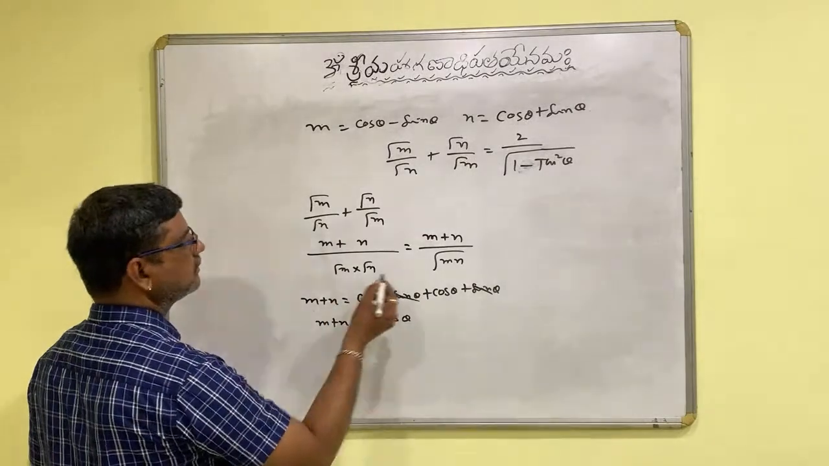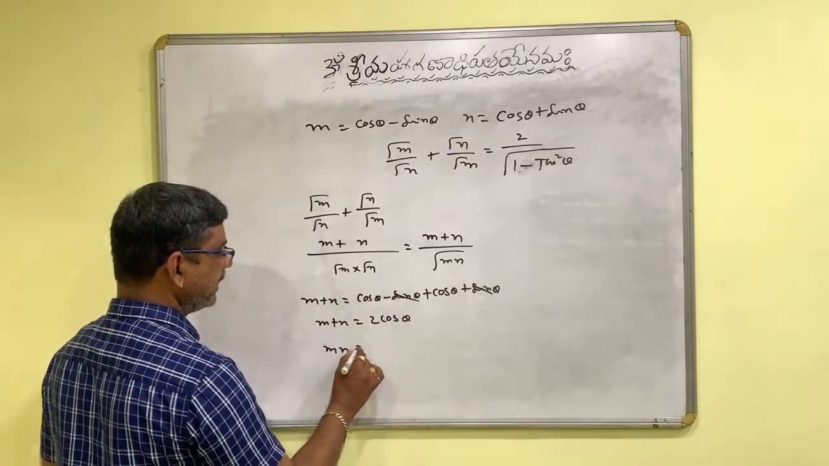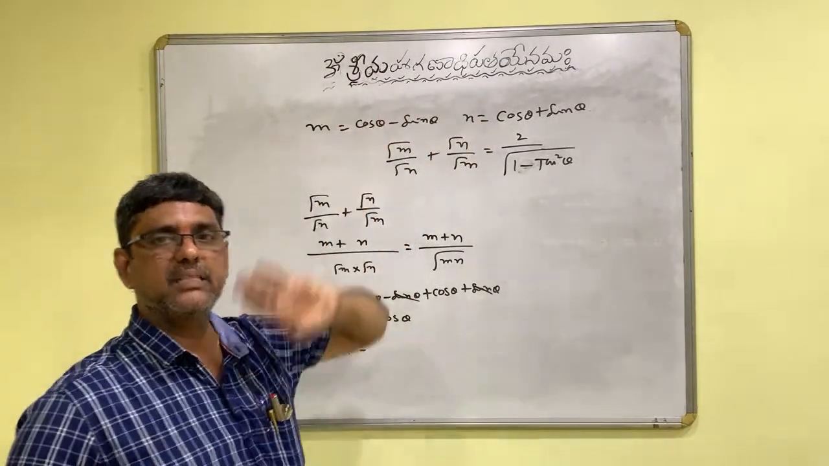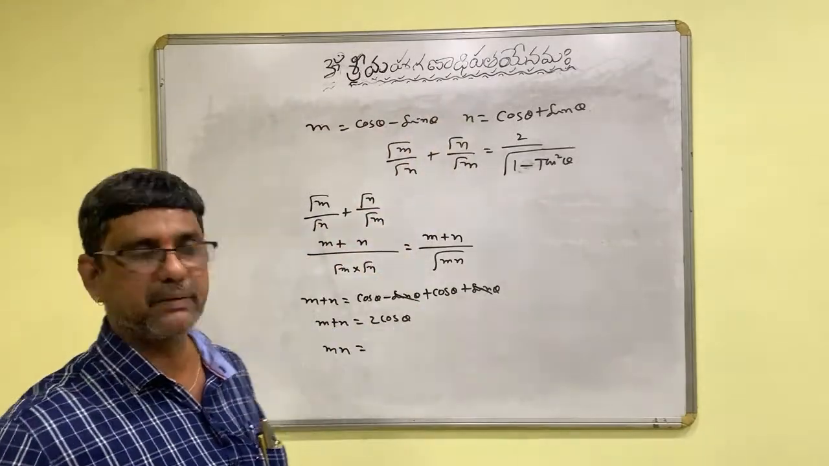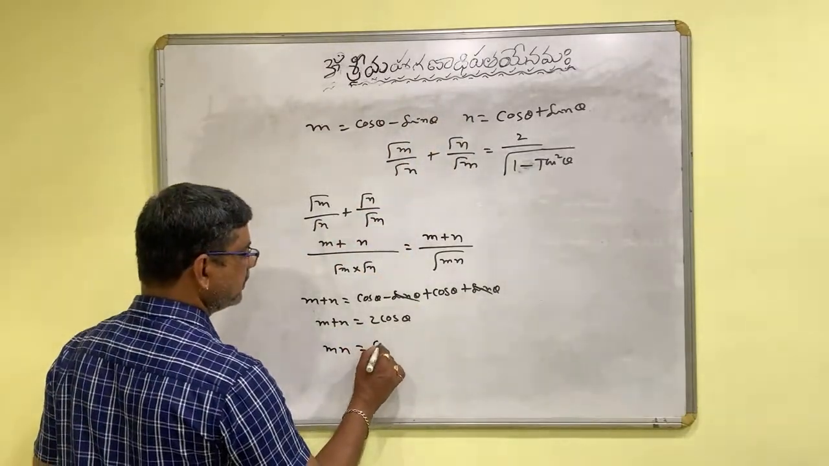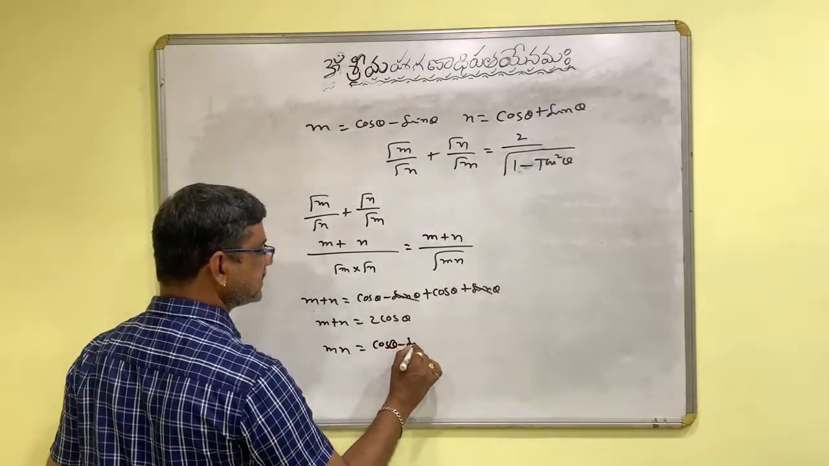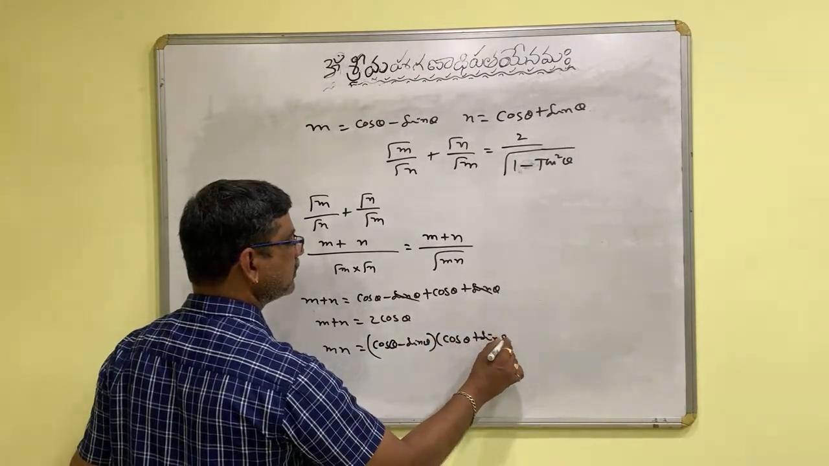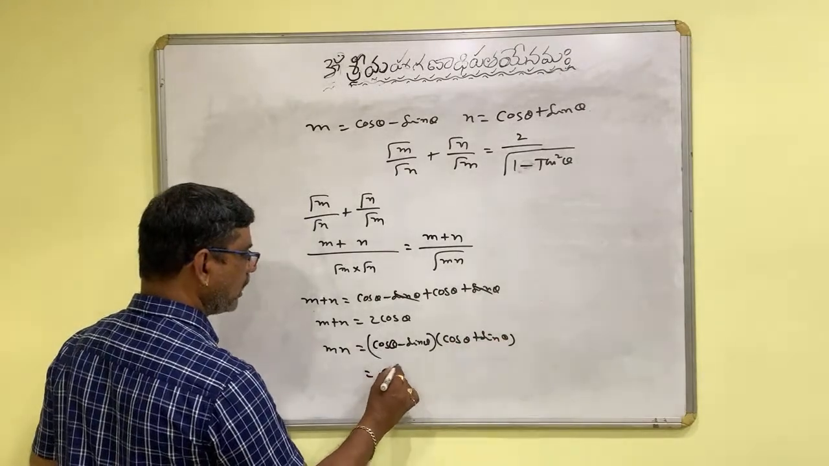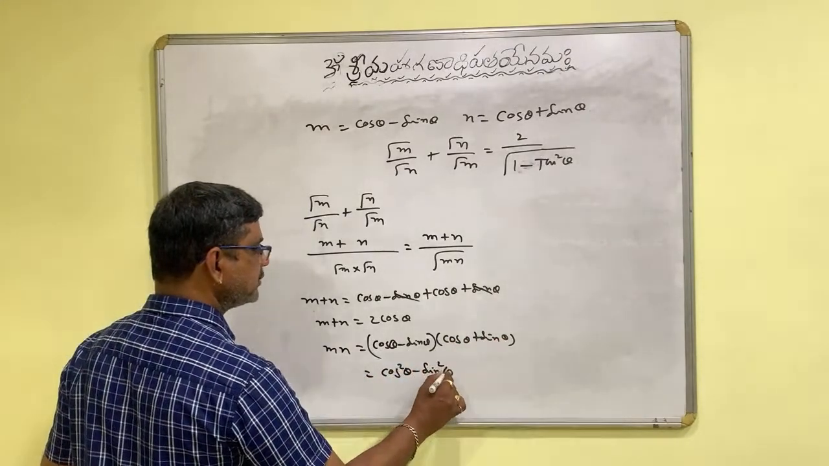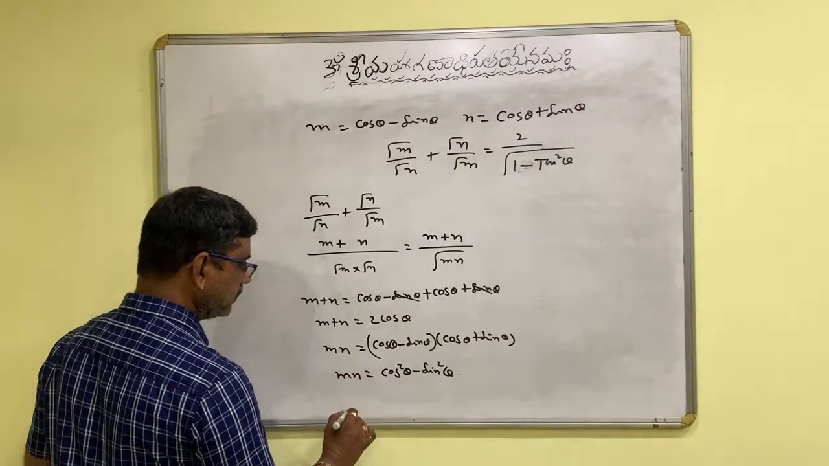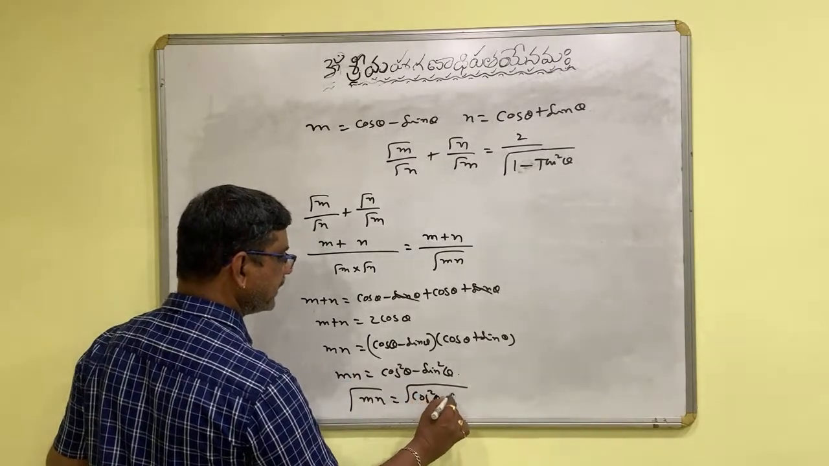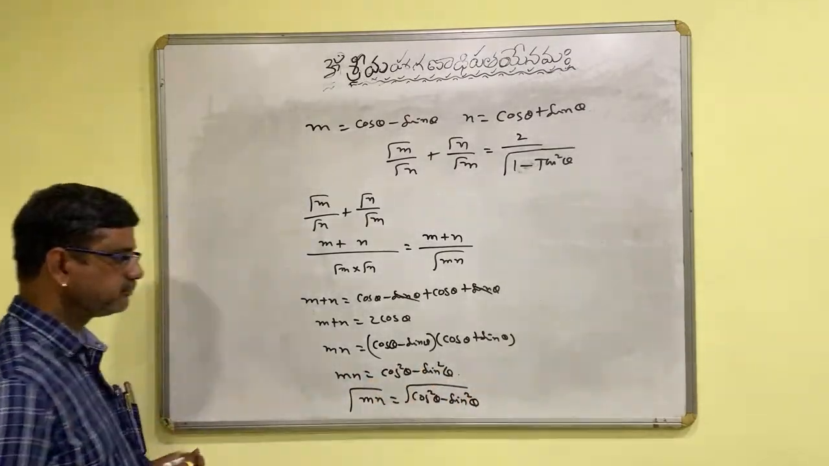What is mn? Here mn is there, no? Mn means m into n. M is in the form of a minus b and n is in the form of a plus b. So mn means cos theta minus sin theta into cos theta plus sin theta, which is cos square theta minus sin square theta. This is the mn value. Then root mn will be root over cos square theta minus sin square theta.